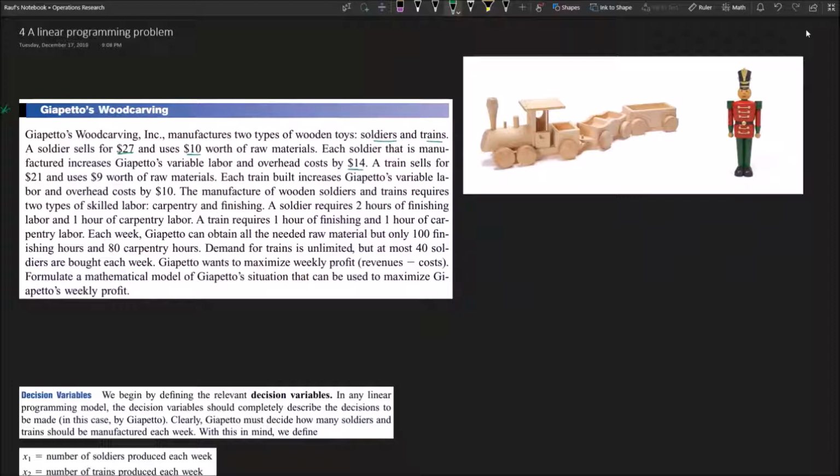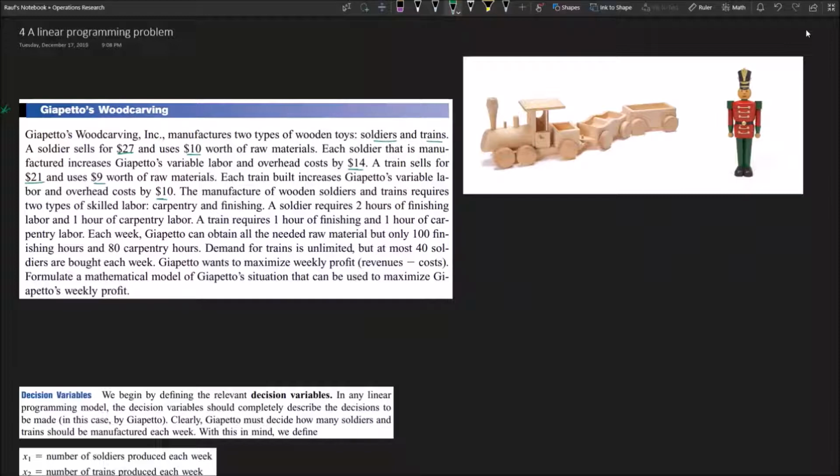A train, on the other hand, sells for $21 and uses $9 worth of raw material. That's the material cost to the company. So each train built increases the company's variable labor and overhead cost by $10.